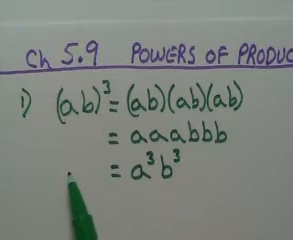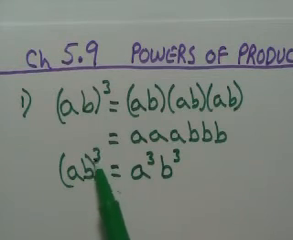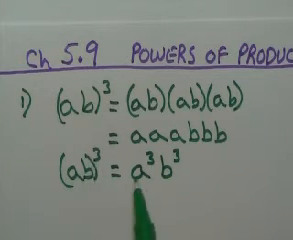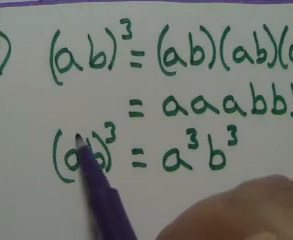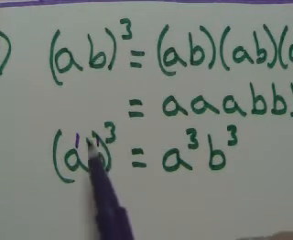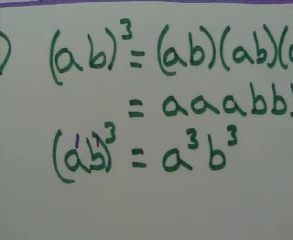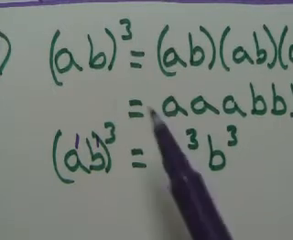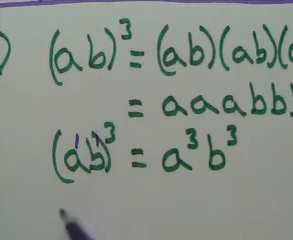Now look what we started with. AB to the third is the same as A to the third, B to the third. Now for any number or variable where you don't see an exponent on top, it's actually the exponent 1. So what we're doing is actually multiplying the exponents. 3 times 1 is 3, 3 times 1 is 3. And that's how we take care of a power of a product here.